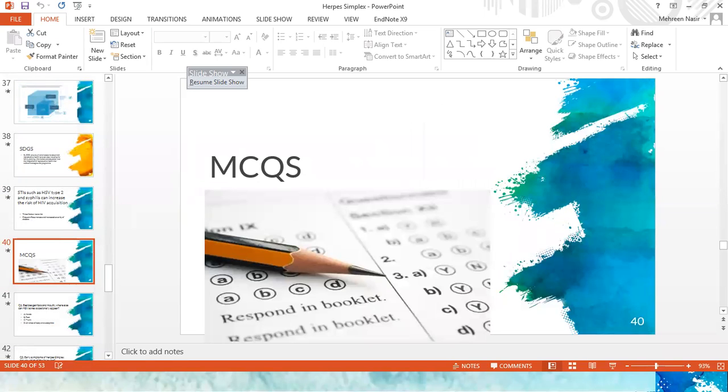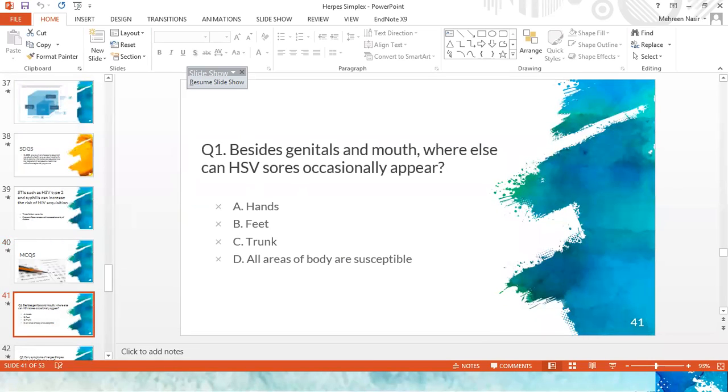Now it's time for the MCQs. Besides genital and mouth, where else can herpes simplex virus occasionally appear? All areas of the body are susceptible. It can appear anywhere in the body.